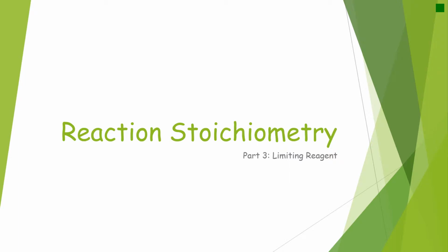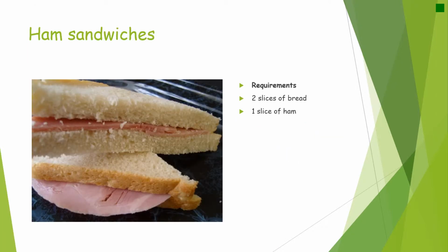Another variation of reaction stoichiometry is when you have to find a limiting reagent. This is when you are given two knowns. So you've got too much information and you have to find out which reagent is going to run out first. To give you an example, I'm going to make ham sandwiches. Now, to make a ham sandwich, it has specific requirements. You need 2 slices of bread and 1 slice of ham.